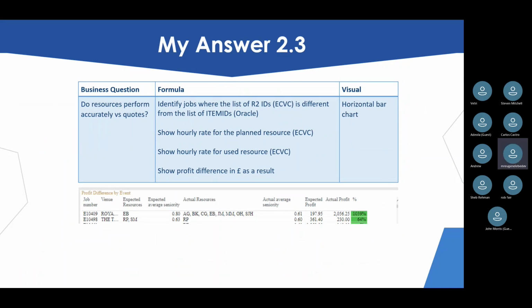Sometimes you could see that they quote for only one resource, like in this case, in the first row, only one set of initials, but they utilize a lot of resources. So how do you measure seniority change in this case? Do you have any ideas?